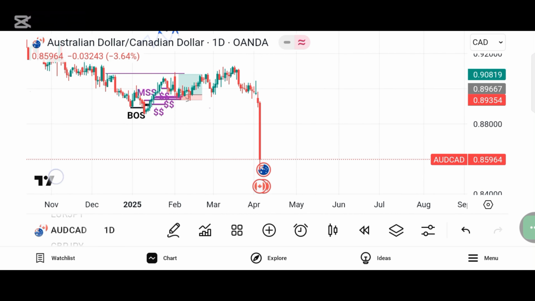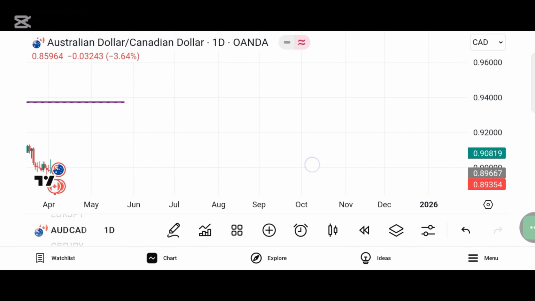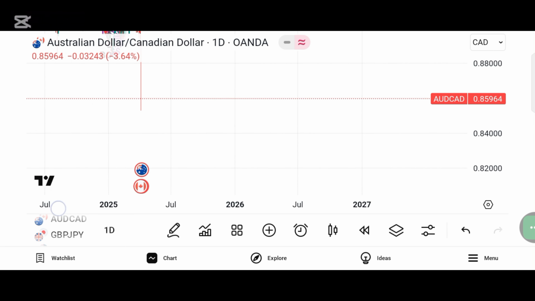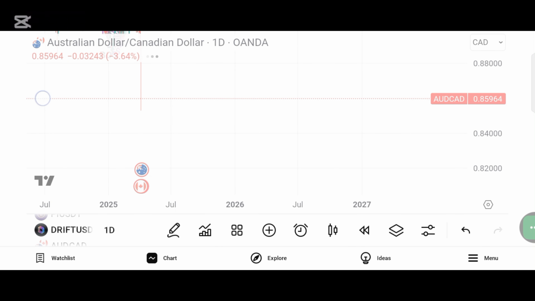So that's just what fair value gaps and IFVG are as a type of liquidity. If you don't really know how to identify them, you can go to my YouTube channel to watch more videos on IFVG and FVGs. So let's go back to the AUD chart we used for our explanation.